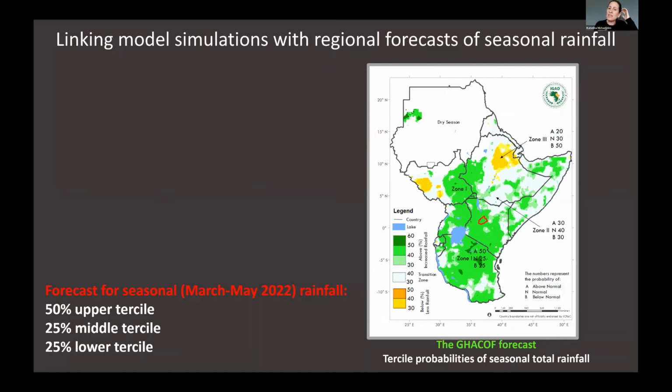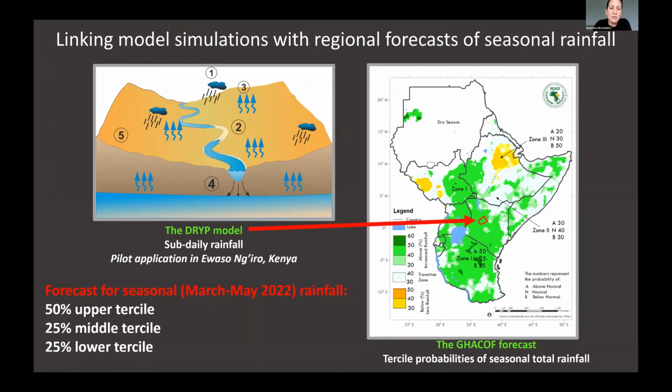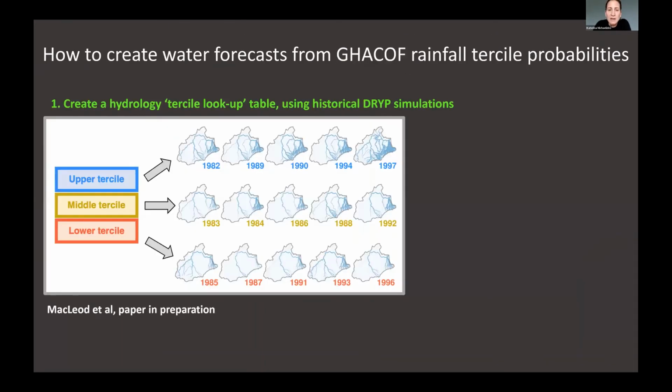And as I mentioned before, the subtlety of how rain is expressed in different regions, how it's filtered through the ground, varies quite enormously. So we take the GHACOF forecasts and we combine them with our hydrological model using sub-daily rainfall and provide a pilot forecast of water for that basin in Kenya. The way that it's done is we link that tercile rainfall to potential hydrological outcomes. To do this, we run historical simulations of the hydrological model using all the historical rainfall data going back several decades. And then we create a lookup table where we associate the rainfall terciles to a range of probable hydrological outcomes.